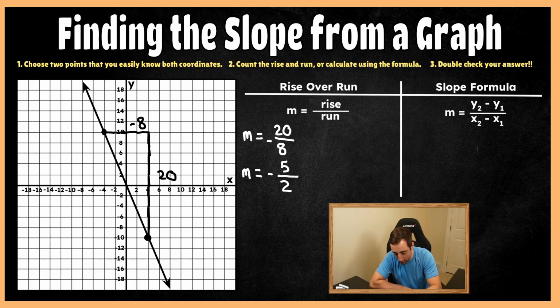So if we start with our other point and move downwards, that would be -2, -4, -6, -8. It would go down to -20. And then your run would be in the positives. You would be running +8. So the only difference is that the numbers are flip-flopped, which one's negative. But regardless, you get -5/2 for rise over run.